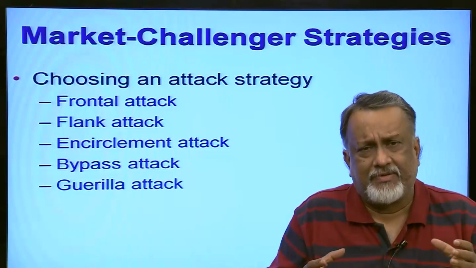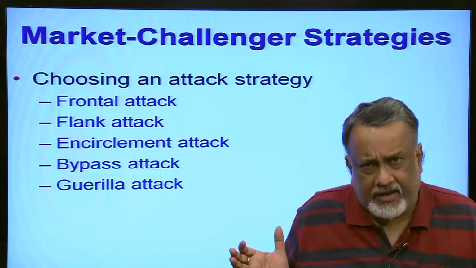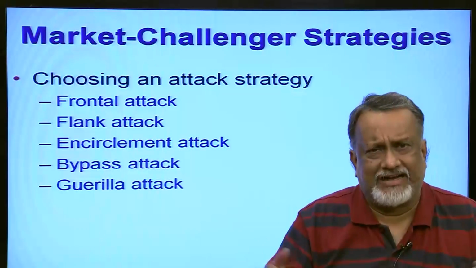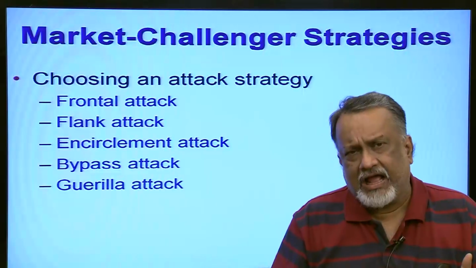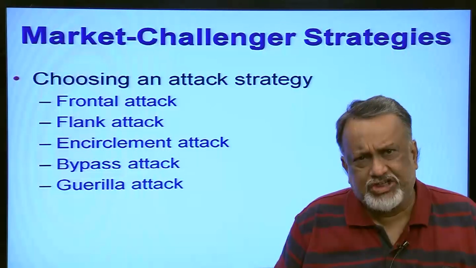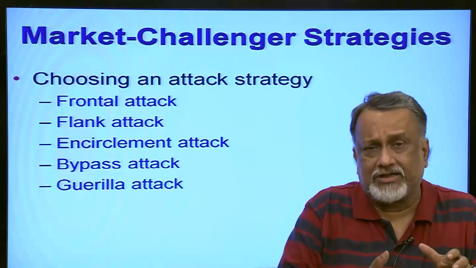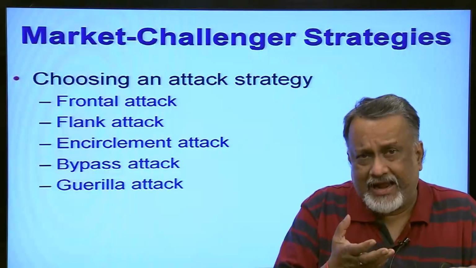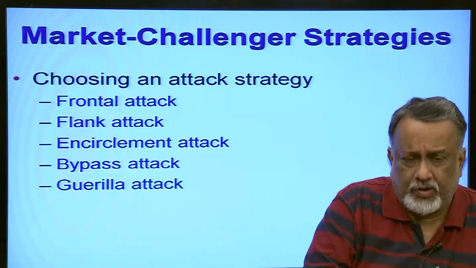Encirclement of course will normally be a big company strategy, where you will try to completely attack a particular brand from different angles. So, normally a large company coming into a new market, trying to take business away from an entrenched player, will use this encirclement type of attack. So, a big manufacturer of, say, milk products, when they come into India, may often adopt this encirclement attack against somebody like Britannia or Amul.